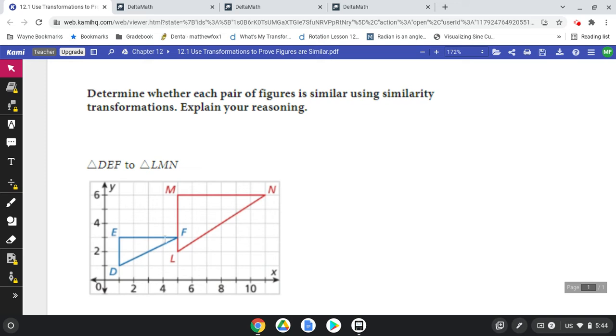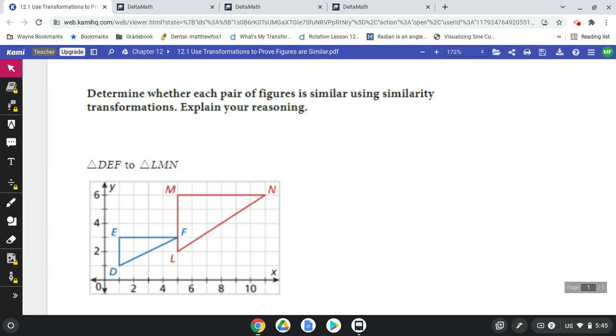Down here we're determining if these are similar. D appears to match L, E matches M, F appears to match N. Let's check it out. On this first one, from D to E, up 1, 2. From L to M, up 1, 2, 3, 4. Once again, it doubles. It has a scale factor of 2. So now across the top, E to F, 1, 2, 3, 4. On the top, it should be 8, right? 1, 2, 3, 4, 5, 6.